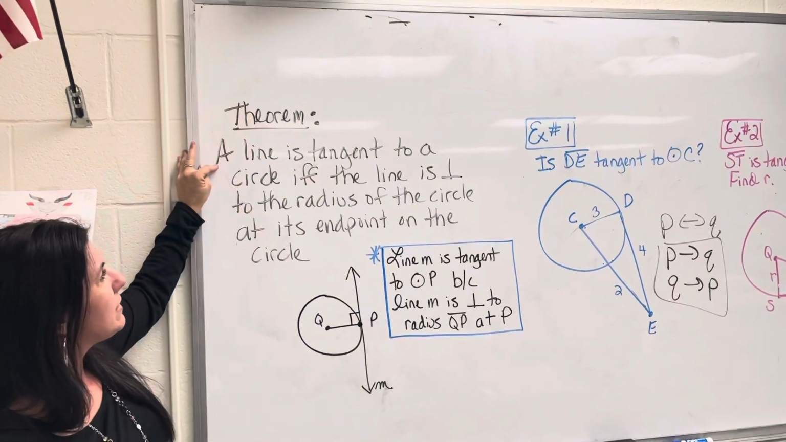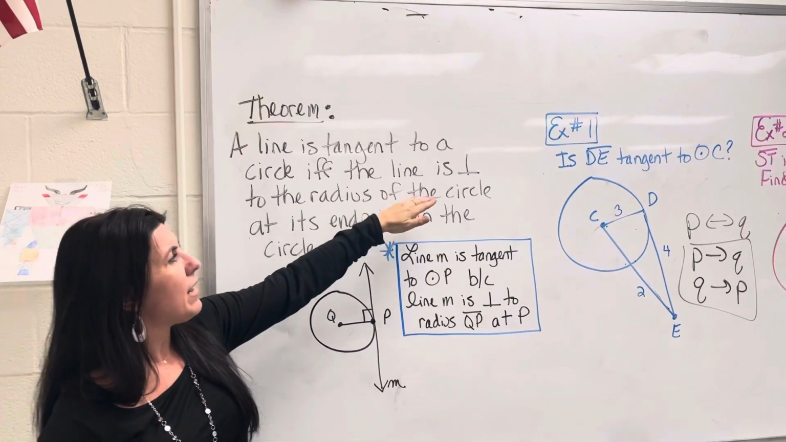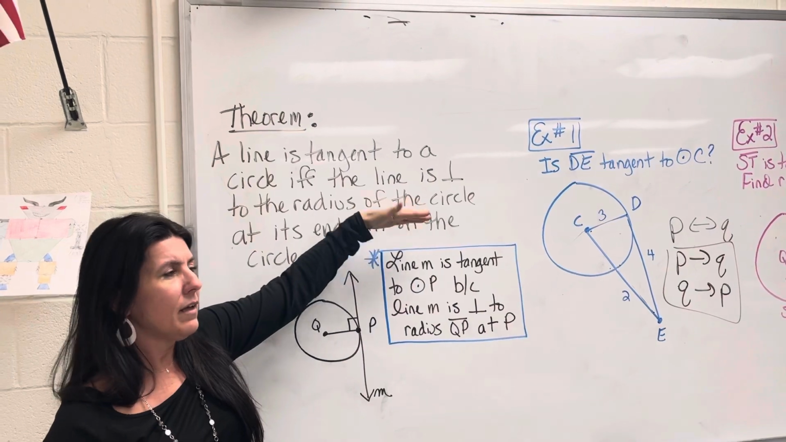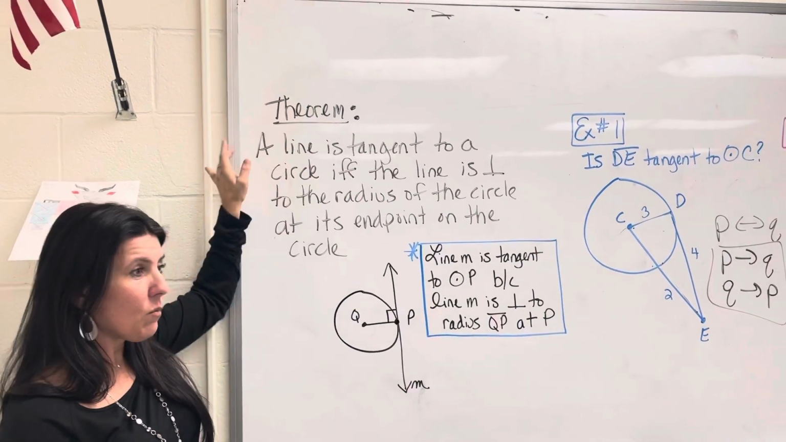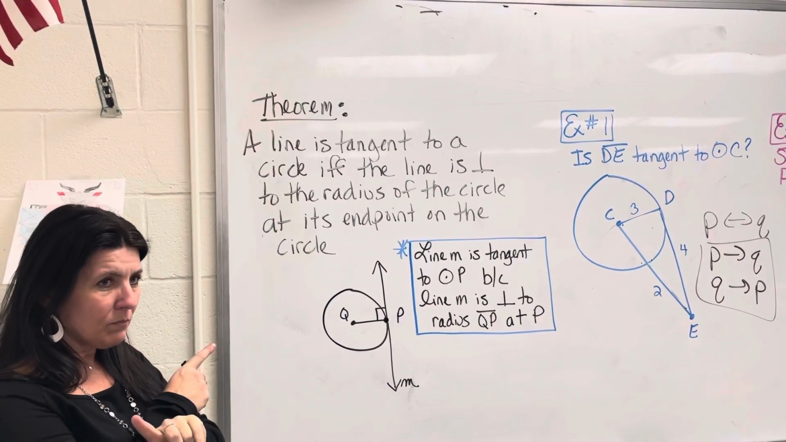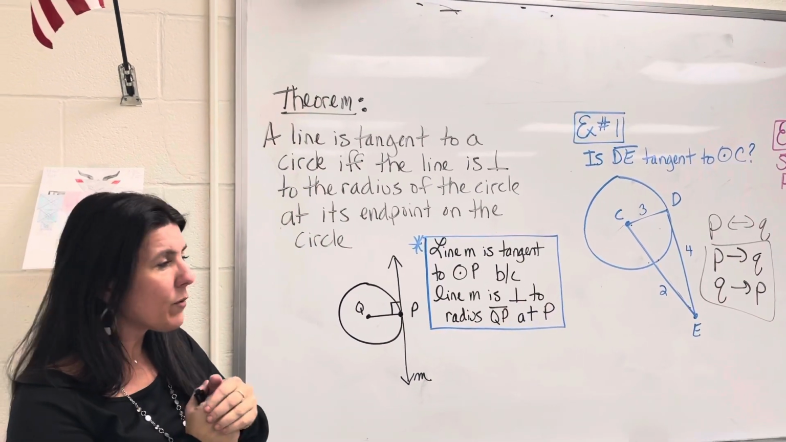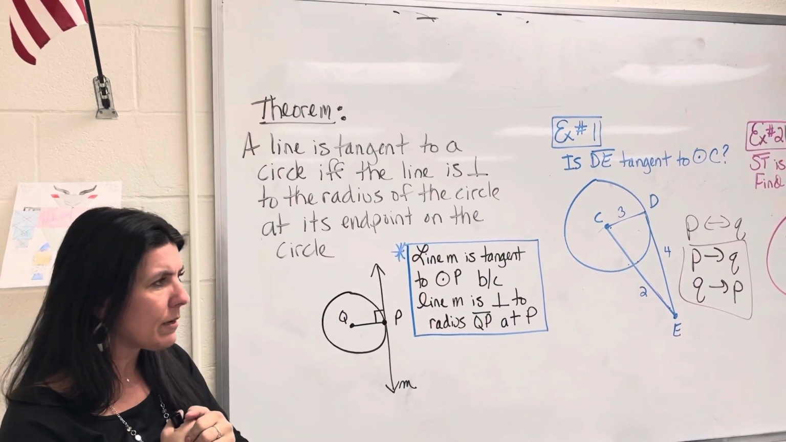So if a line is tangent to the circle, then the line is perpendicular to the radius. If the line is perpendicular to the radius, then that line is a tangent. It works both ways. You can flip-flop it. That's important that you see that it works both ways because we're going to be using that for both of our examples.